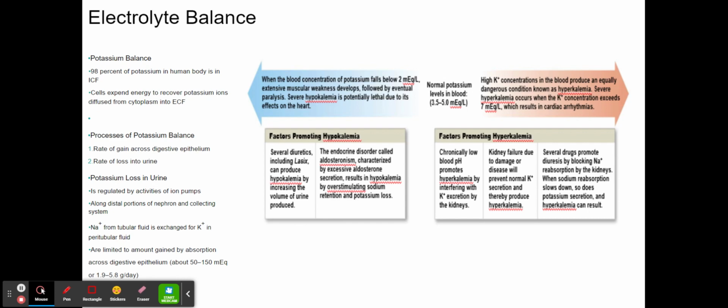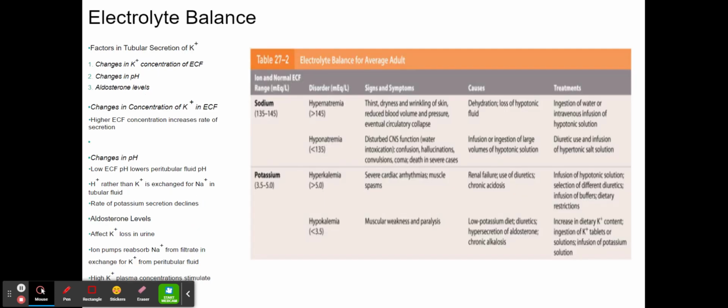The potassium concentration in the ECF is controlled by adjustments in the rate of active secretion at the distal convoluted tubule and the collecting system of the nephron. The rate of tubular secretion of potassium into urine varies in response to 3 factors. 1. Changes in the potassium concentration of the ECF. In general, the higher the extracellular concentration of potassium, the higher the rate of secretion.